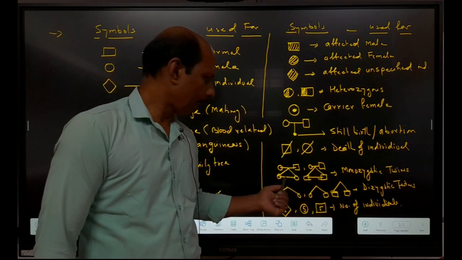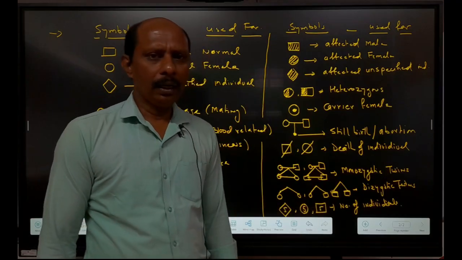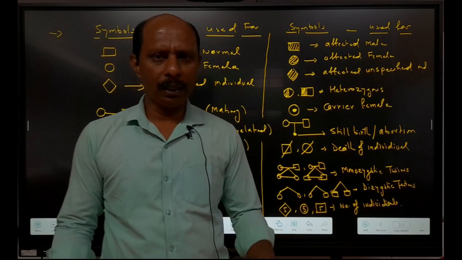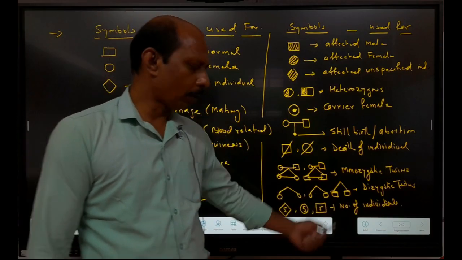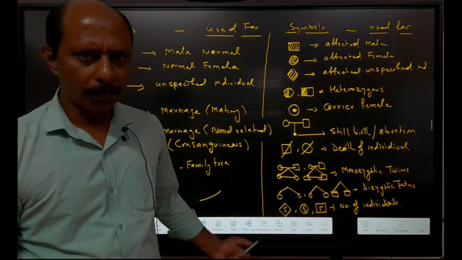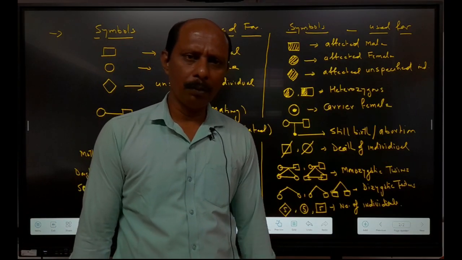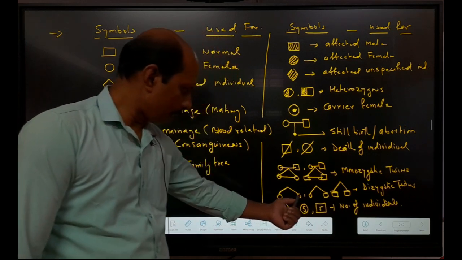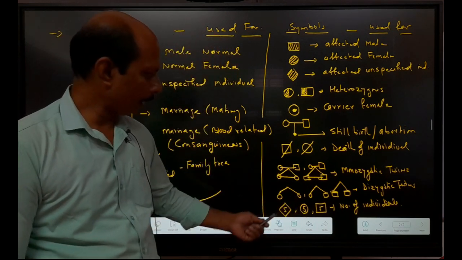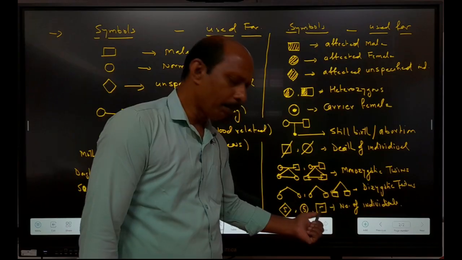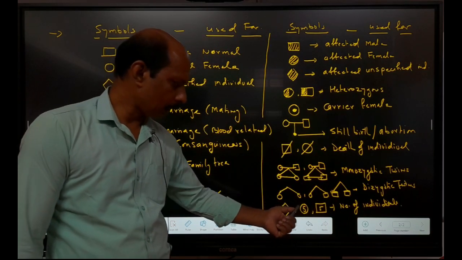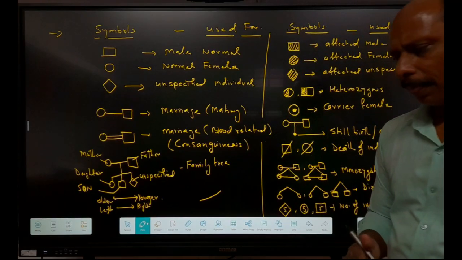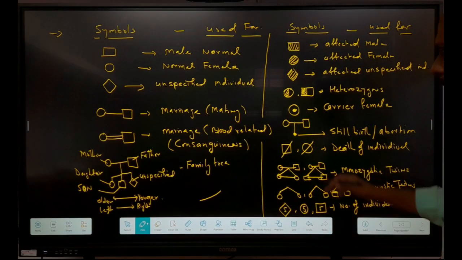Monozygotic twins are interconnected with a line, and they are either both female or both male. They are never one female and one male. In the case of dizygotic twins, we have three conditions: both may be male, both may be female, or one female and one male. But here, there is no line or link between the two. And if a number is given in the square, circle or rectangle, it represents the number of individuals, sons or daughters, or unspecified individuals in the tree.